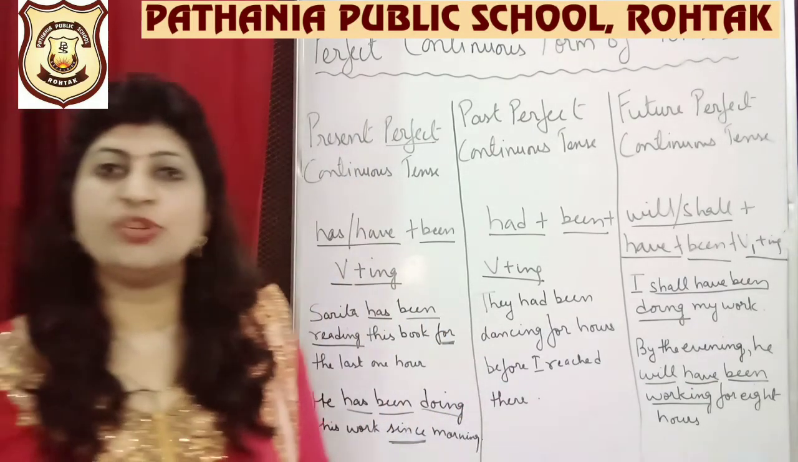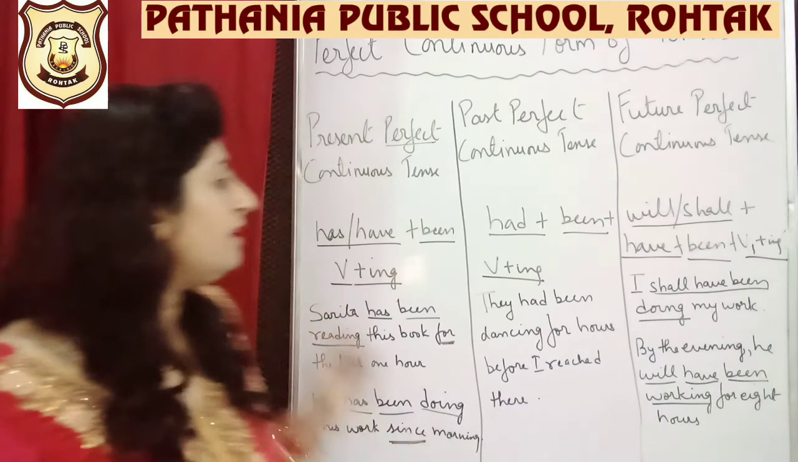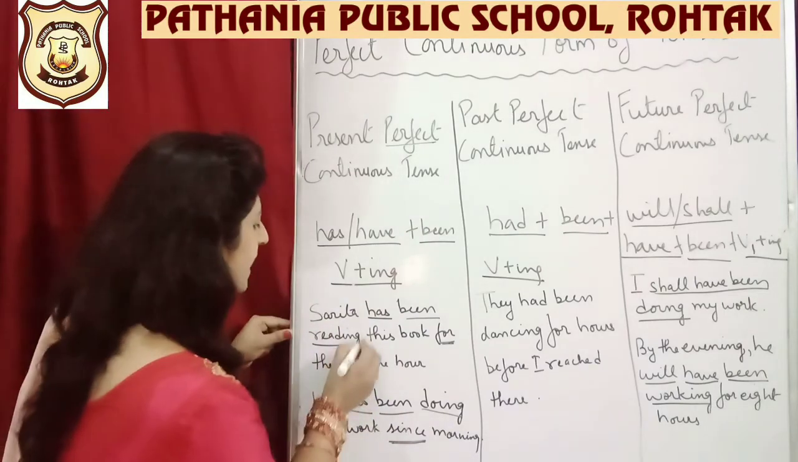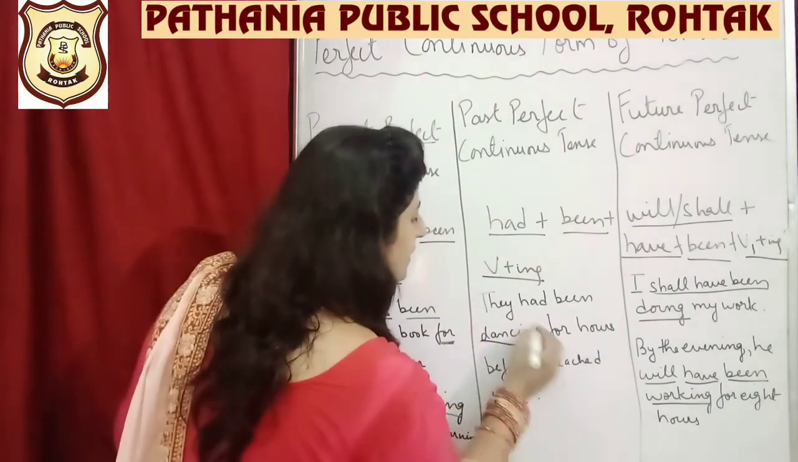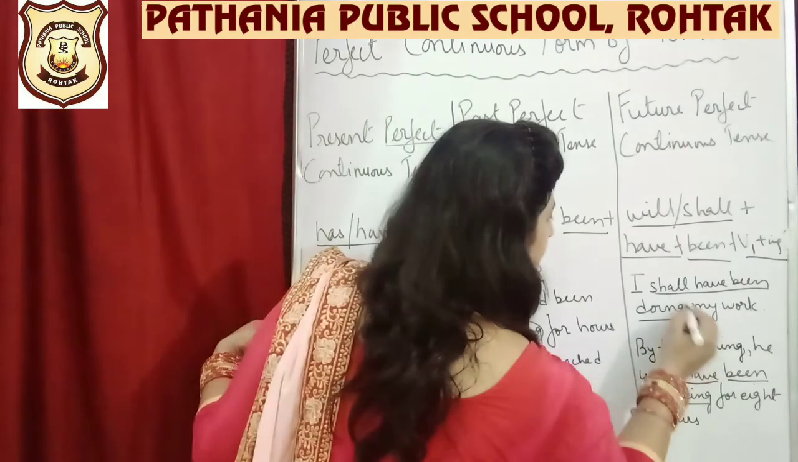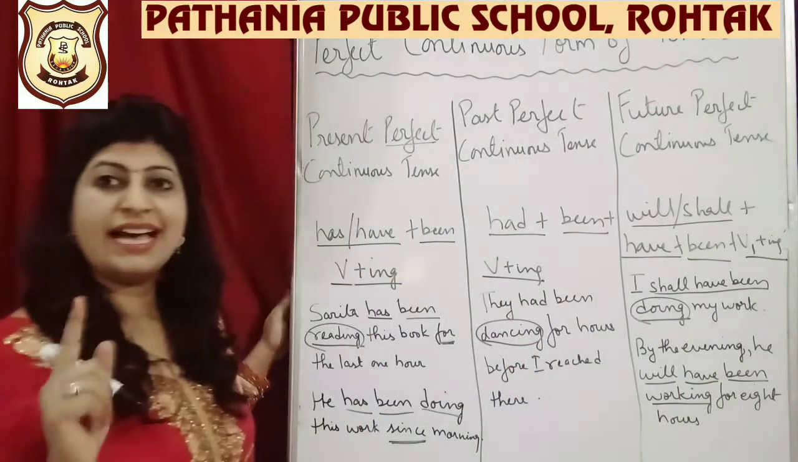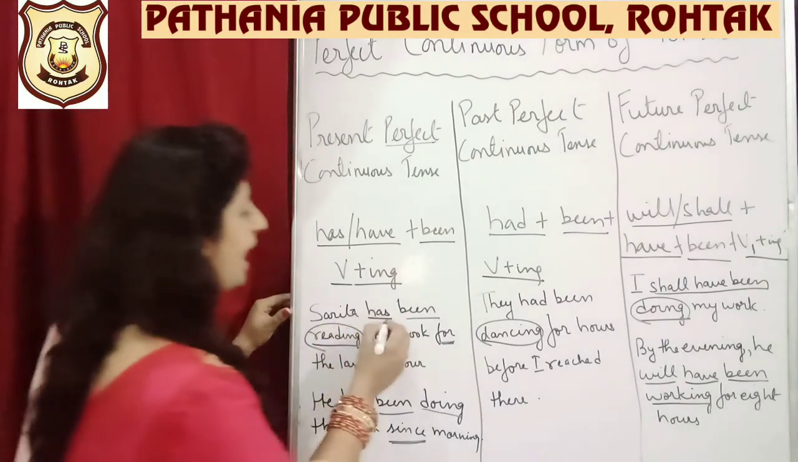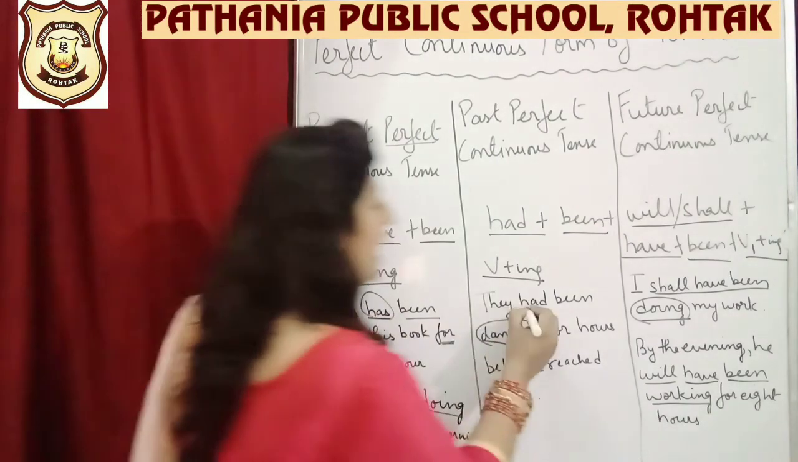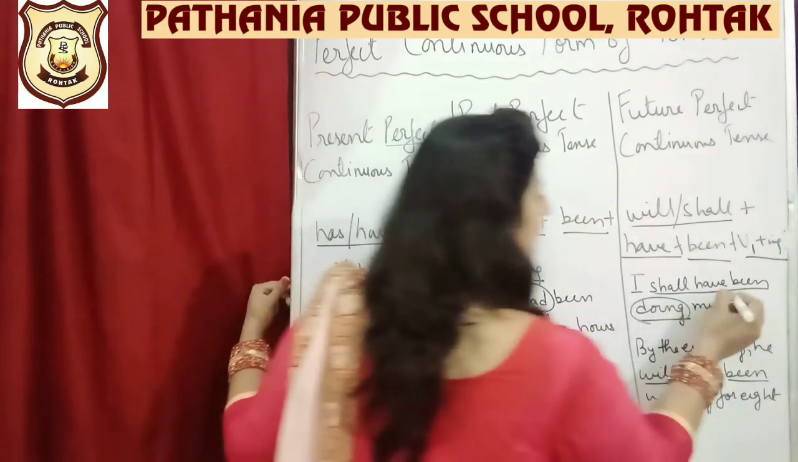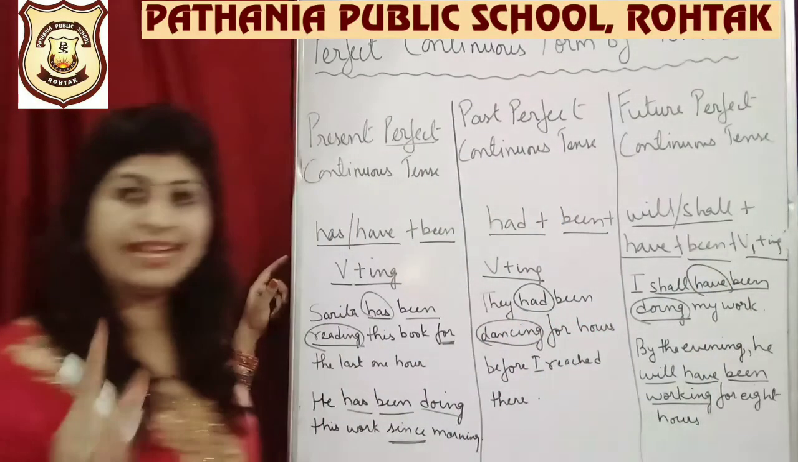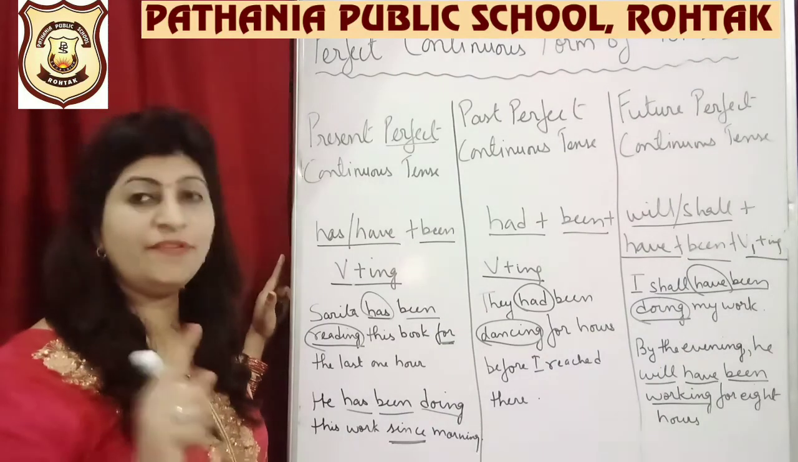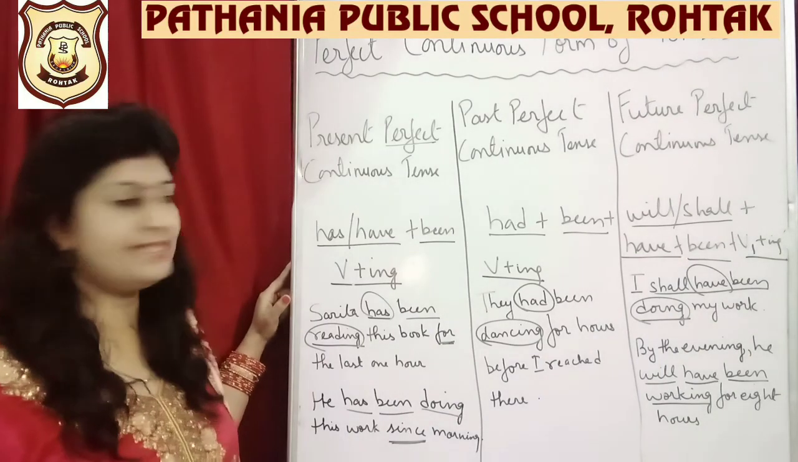And once again I'll just repeat how to identify it. First thing, V plus ing. All these V plus ing always tell you continuous form. The words has, had, have tell you that these are perfect tense sentences.